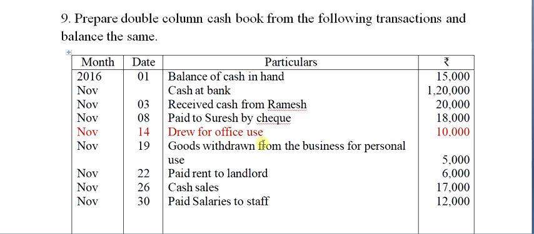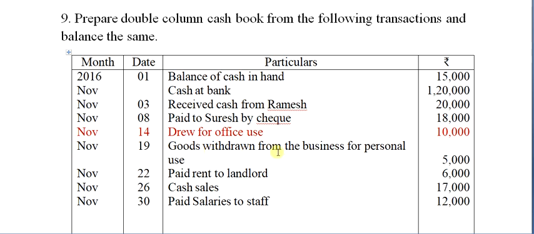On November 14th, drew for office use 10,000 is given. When we draw for office use, what happens? Our bank balance reduces, our cash balance increases. So this is the contra entry, a highlighted point. November 14th, drew for office use, how much is given? 10,000. When we withdraw for office use, our bank balance reduces, our cash balance increases.